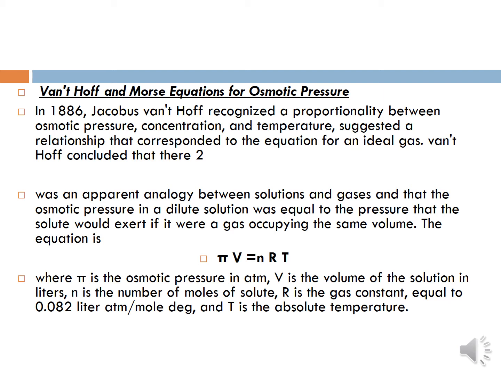In this case, the volume is very important, meanwhile, for the partial pressure applied for the solution, where pi is the osmotic pressure in atm, and V is the volume of the solution in liters. Meanwhile, n is the number of moles, R is the gas constant, and T is the temperature. Looking at this equation, R here is the gas constant, and it is equal to 0.082 liter atm per mole per degree.